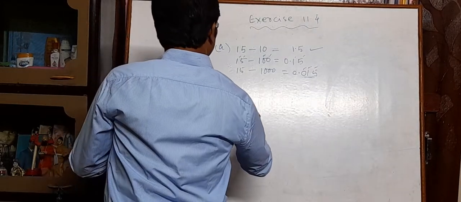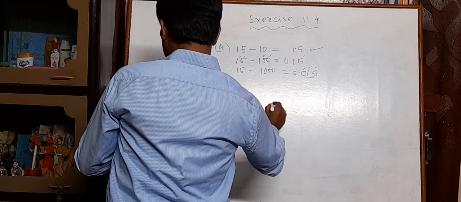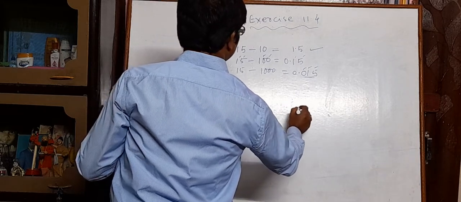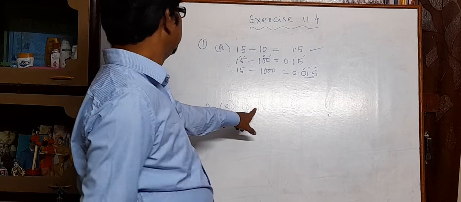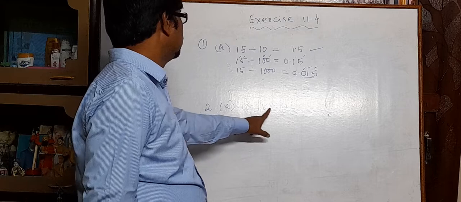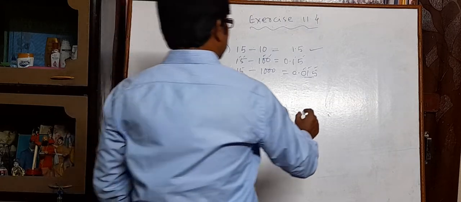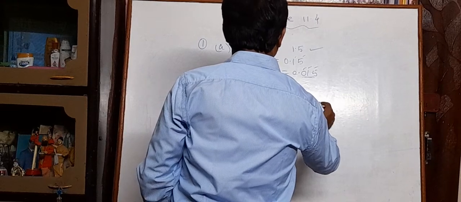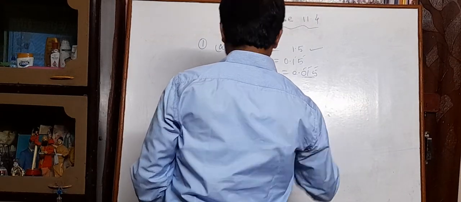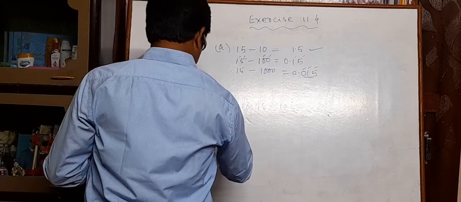So 16.48 divided by 10 means what? What we have to do? Just shift the decimal point one place to the left side, because after 1, 0 is there. So it will be 1.648. Understood?